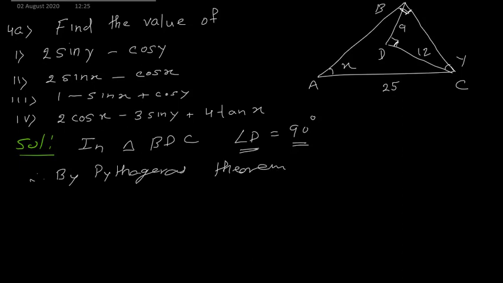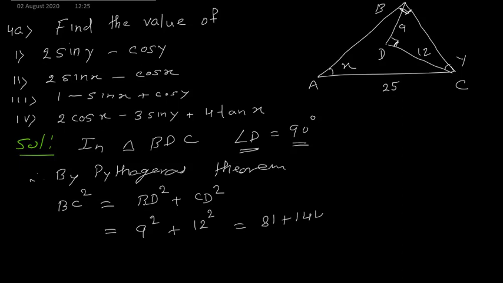we apply Pythagoras theorem. So here BC square, that is hypotenuse square, is equals to sum of square of other two sides. So this is BD square plus CD square. Now this BC square is equals to BD. So what is the value of BD? It is 9. So it is 9 square plus what is the value of CD? It is 12. So 9 square plus 12 square. Now 9 square is 9 9s are 81, plus 12 square is 144. 81 plus 144 is 225.